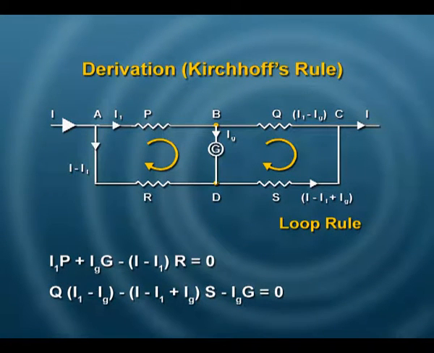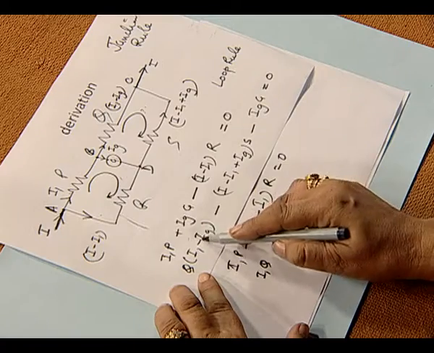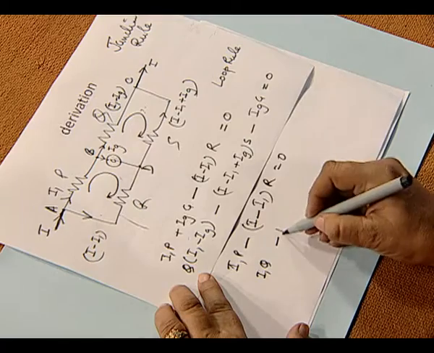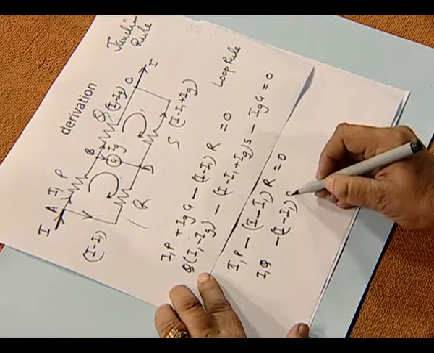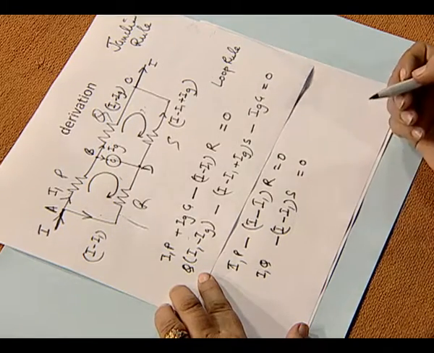For the balance condition, these 2 points should be at the same potential. That means the current I g should become 0. The value for the galvanometer resistance cannot become 0. However, I g will be 0. So, our 2 equations will then reduce to I 1 P minus I minus I 1 into R equal to 0, and in this one it will be I 1 Q, this term becomes 0, and here it will be minus I 1 S, and this entire term becomes 0 because I g is 0. So, this is equal to 0.